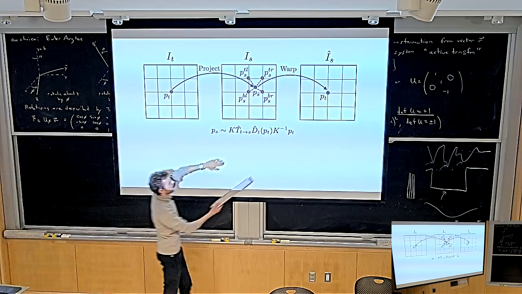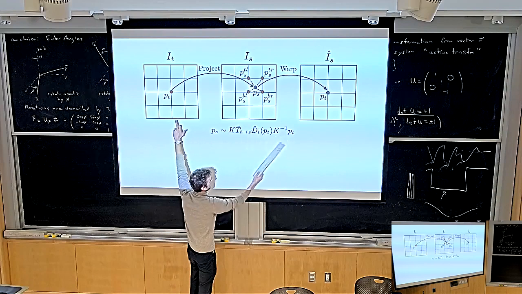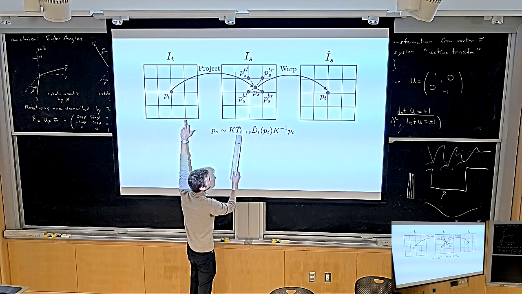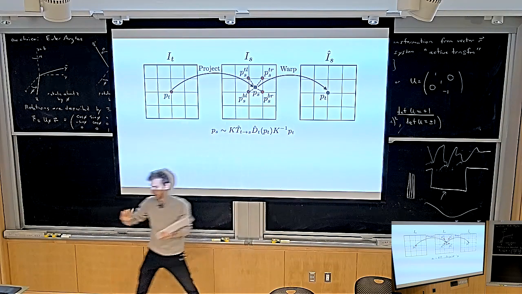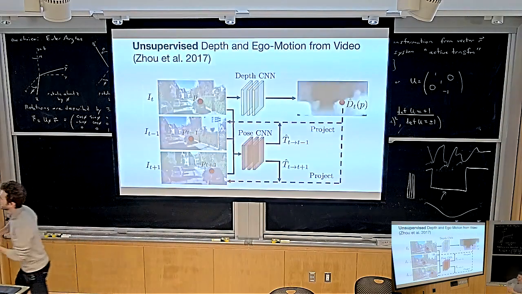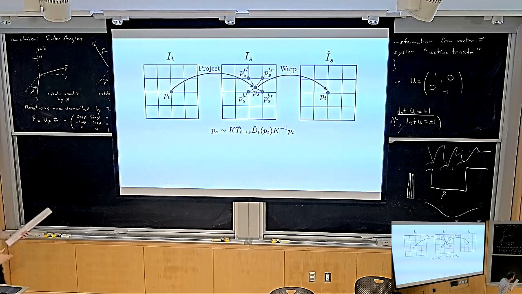You take a pixel coordinate from the target image, you lift it using the depth map, you transform it using the camera pose that you predicted, you project it onto one of the other two views, right? So you're lifting this point to 3D, you're translating it using the pose that you predicted, and then you project it onto this camera, for instance. Make sense? Okay, good.